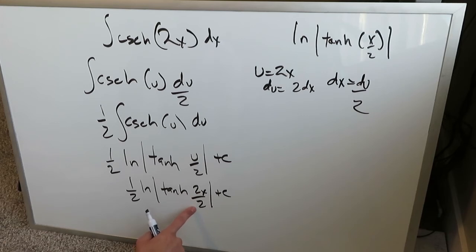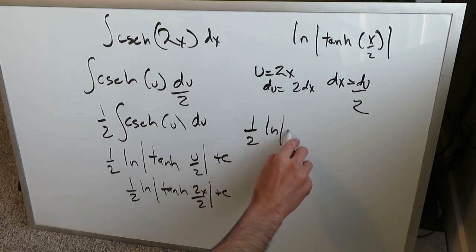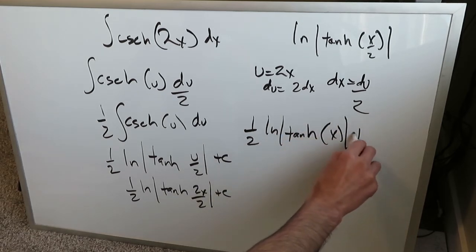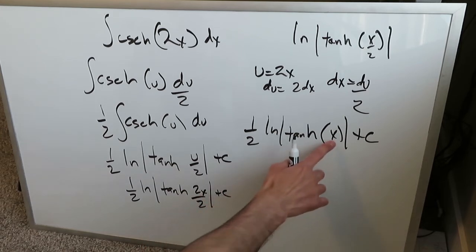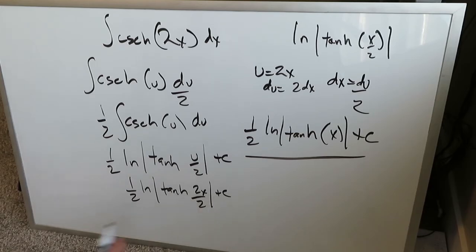We can still condense this, simplified algebraically, such that our final answer would be 1 over 2 natural log tanh, and you can just put an x over here and then plus c. You see the 2x over 2 simplified to the basic x. The 2 is cancelled out, and that right here is the final answer.